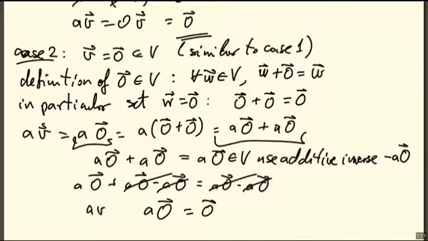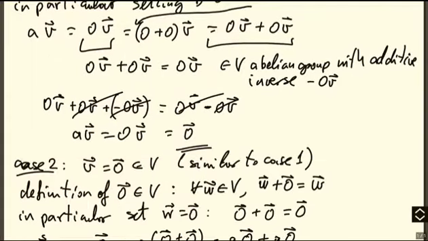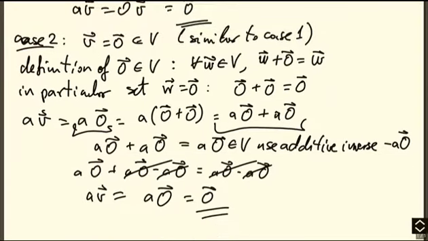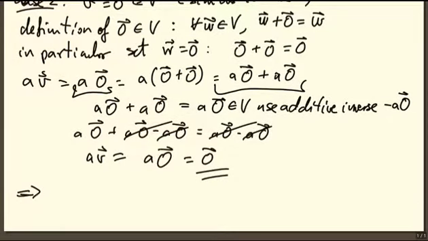And since this was AV originally, we proved that AV is 0, which is the left-hand side of this if and only if statement. So with this, we finished the two cases of one direction. Then we continue with the other direction from left to right, which is assuming that AV is the 0 vector.